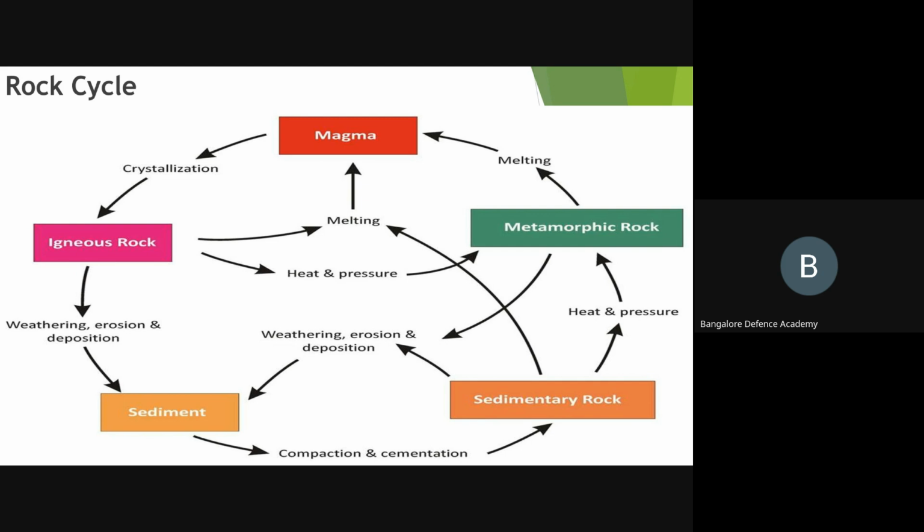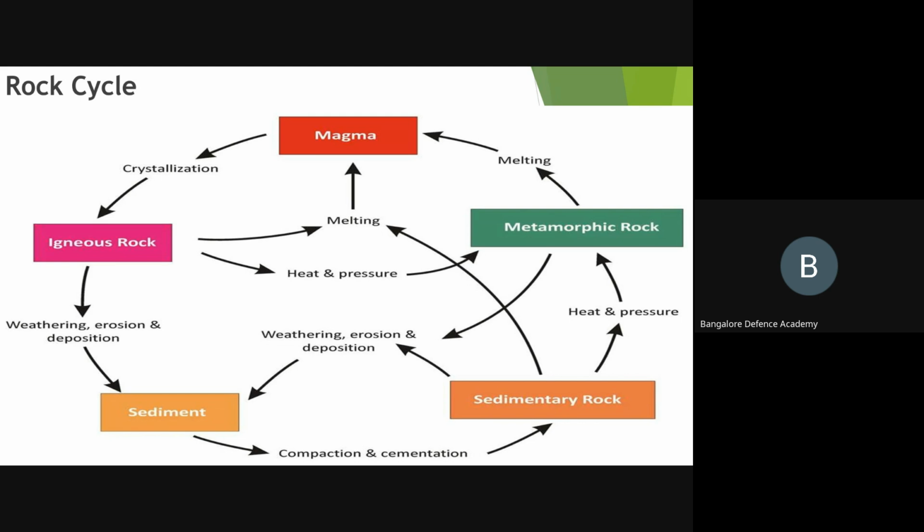The next thing, what can happen to the sedimentary rock now? If you are increasing the pressure and temperature of that sedimentary rock, it will convert into metamorphic rock, or if you are increasing the temperature, it can be melted more. If the temperature is very high, rather than forming metamorphic rock, it will melt completely and convert into magma again, because it has sediments of igneous rock also. Or if weathering and erosion is happening, it can be converted into sediments again.